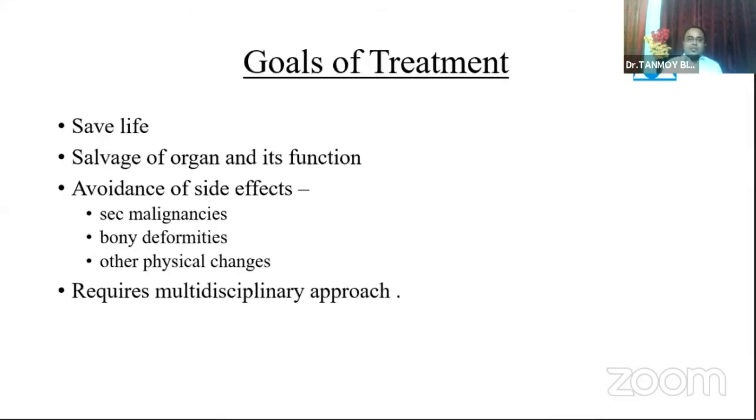The goals of treatment are, first, to save life, second, to salvage the organ and its function, and the third is the avoidance of side effects. It requires a multidisciplinary approach, along with the pediatric oncologist, the radiation oncologist, the oculoplasty specialist, the retina specialist, etc.